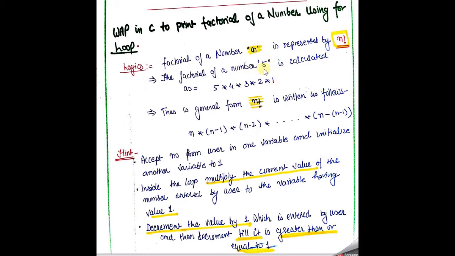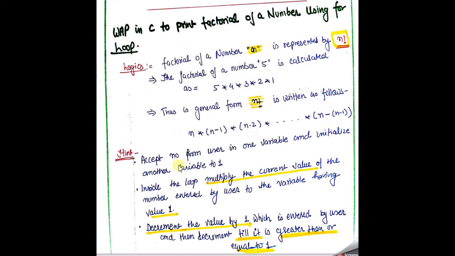Like I want to calculate the factorial of the number 5. So in the mathematical logic, the factorial of a number is equivalent to 5 multiplied by 4 multiplied by 3, then 2, and then till 1. So in general we can say that the factorial of n is equal to n multiplied by n minus 1 multiplied by n minus 2, and so on till 3, 2, 1.